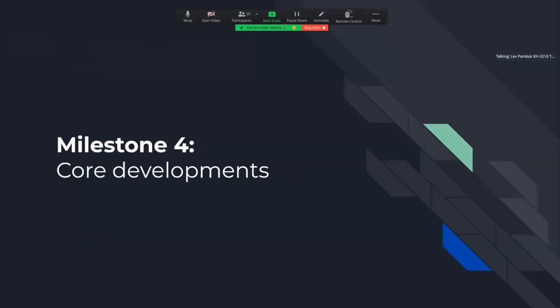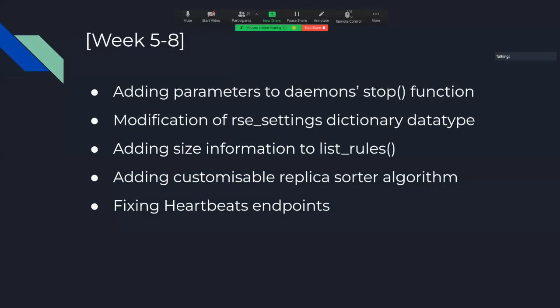Next is core developments, which will be the biggest part of the project. It is adding parameters to daemons, modification of RSE settings, adding size information to list rows, adding a customizable replica sorter algorithm, and fixing endpoints.